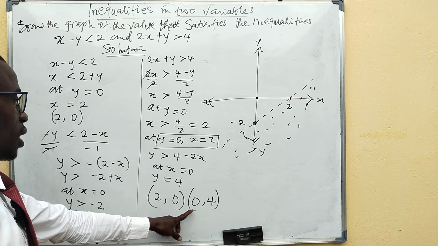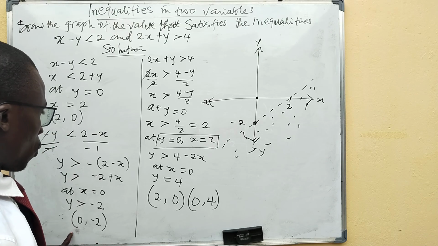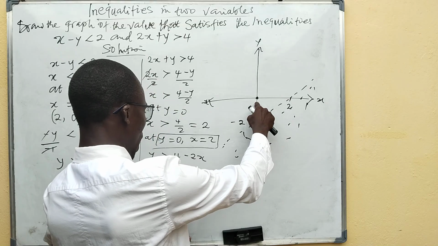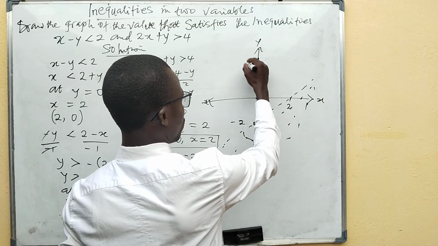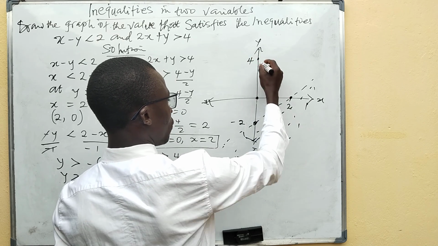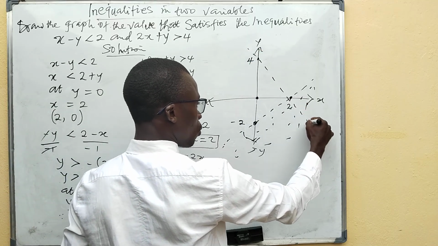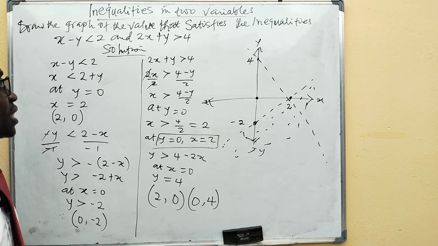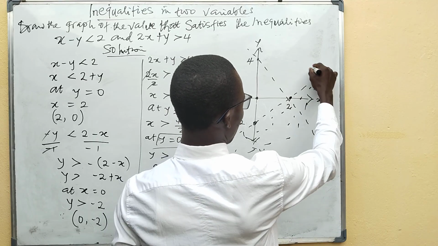We've plotted here. When x is 2, y is 0, and when x is 0, y is 4. Let me say this is 4, and this is our 2. So what do we have? Strictly greater than. So we use a dotted line also to come down. But check very well, it is greater than. Since it is greater than, where do we shade? We will shade from here.